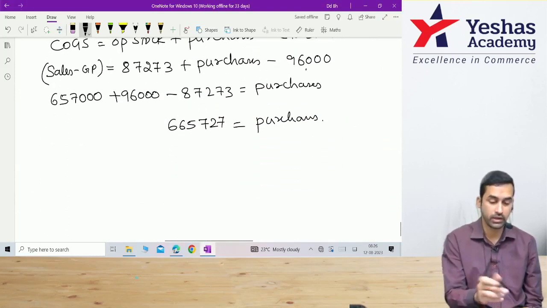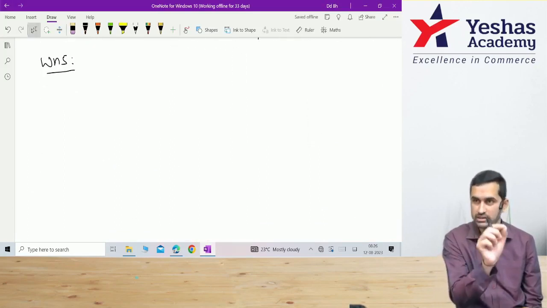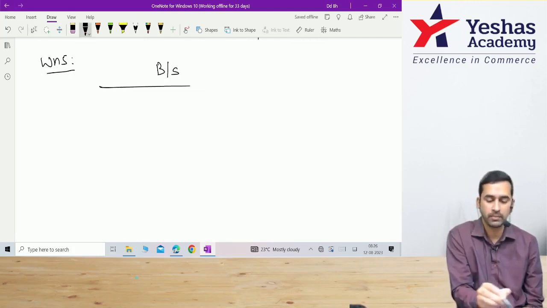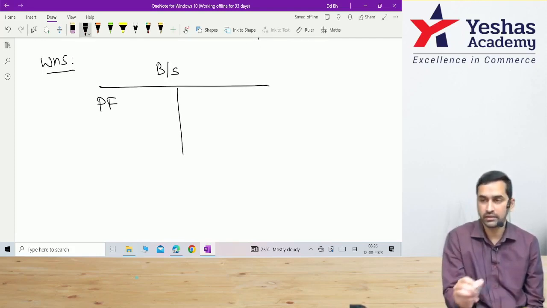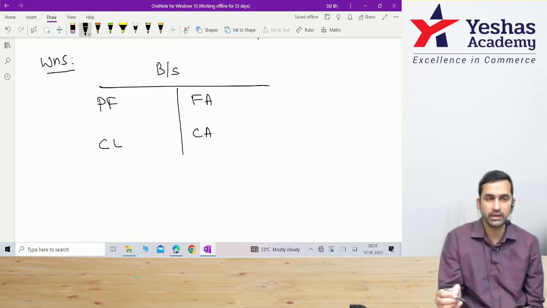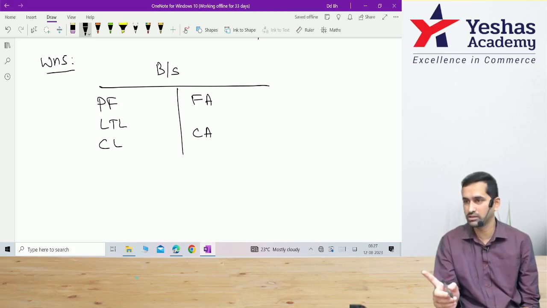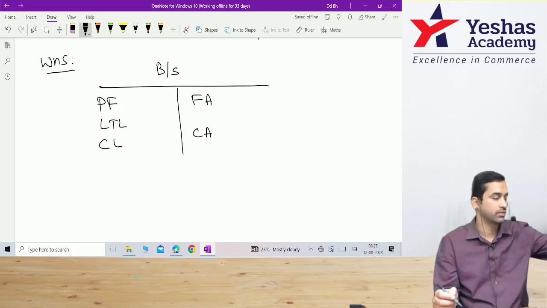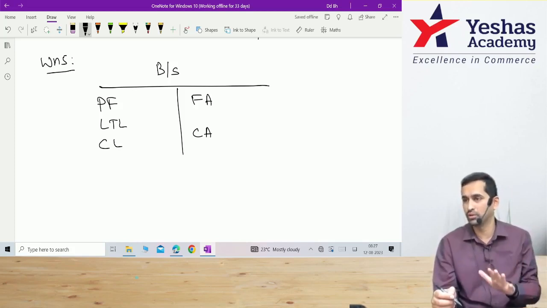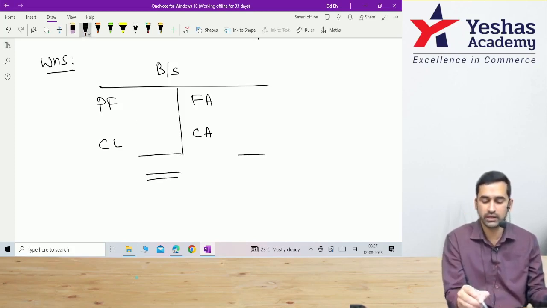This is an important working note. In your notebook, once you copy this working note, mark it as important. In a balance sheet format, you have proprietor fund here, fixed asset here, current asset here, current liability here, and long-term liabilities if you have any debentures, bonds, loans, etc. In this question, I do not see any information about long-term liabilities like debenture, loan, or bond. So for this case, it is only these two items here and these two items here.